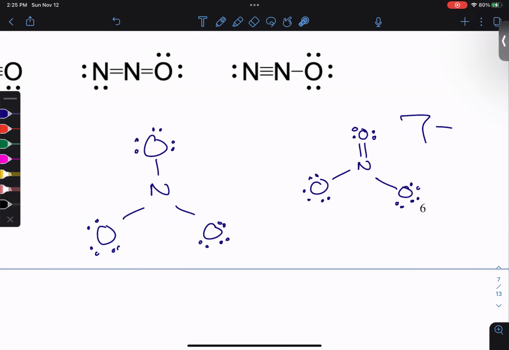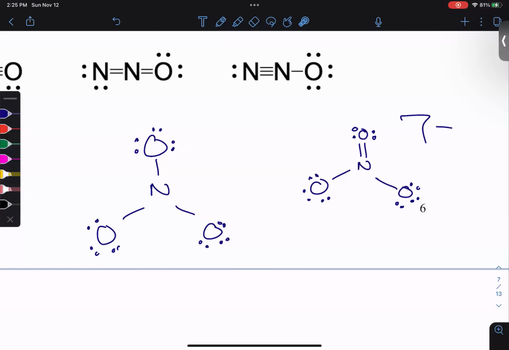SF3, or so I mentioned that was a bad example. Let's just forget about CF3 plus. It's an exception to the octet rule that we never talked about in class. All right? Yeah, don't worry about it.